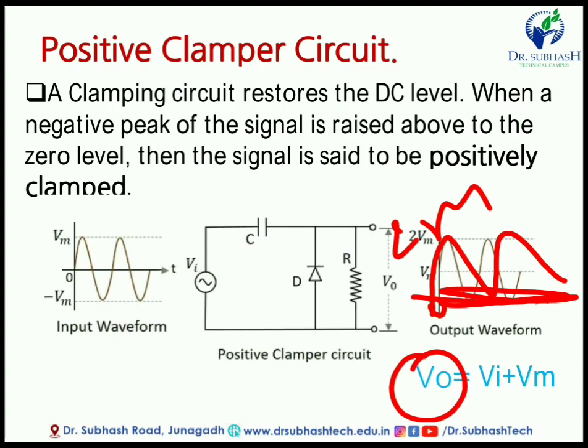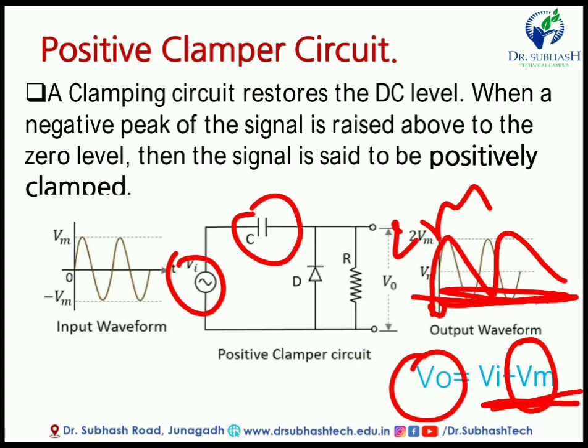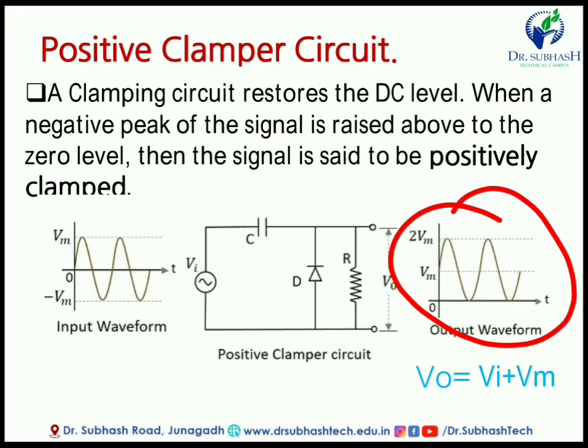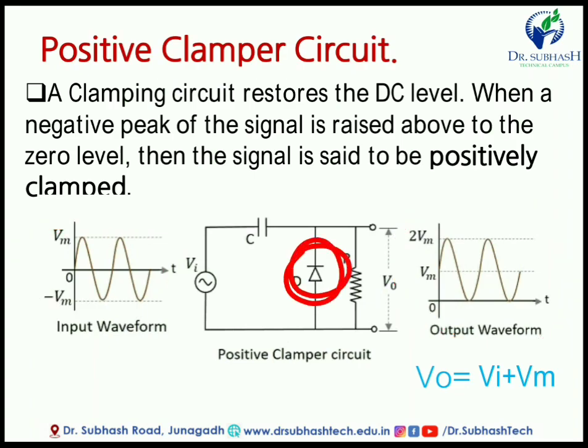So our output voltage is Vi plus Vm, where Vi is the input voltage and Vm is the charging voltage of the capacitor. The output voltage is like this. So we can say that we add or introduce some DC level. Our input signal stays the same, but the output signal is level shifted. Using level shifting, we can change the DC level of the output waveform. So this is the positive clamper circuit. You have to remember the direction of the diode, because in the negative clamper it changes.